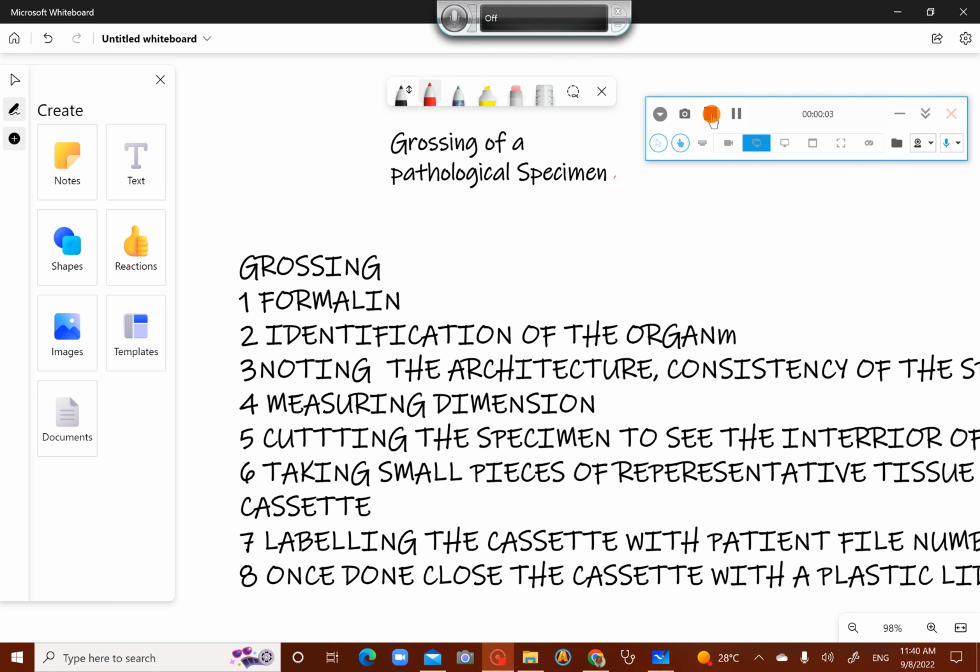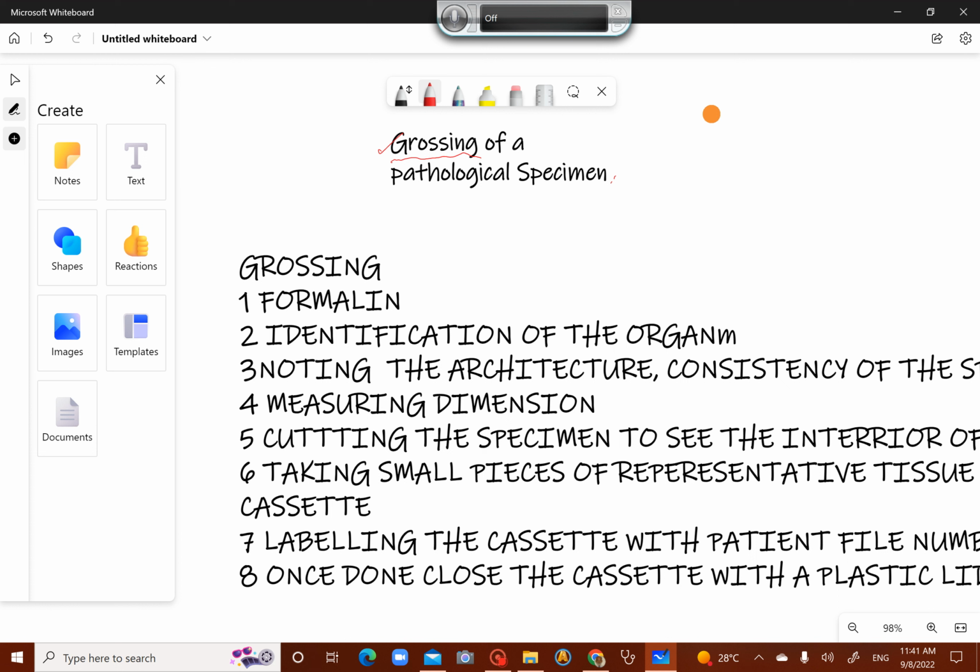Bismillahirrahmanirrahim. This presentation is regarding grossing of a pathological specimen. When a specimen is received in a pathological lab for giving a diagnosis, particularly a microscopic diagnosis, the first step is grossing of the pathological specimen.